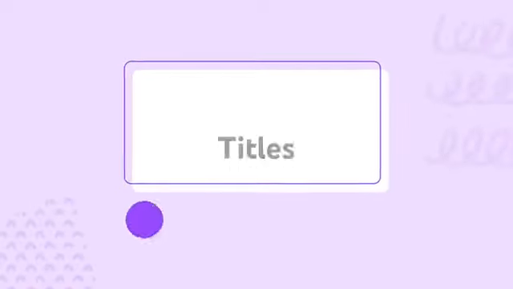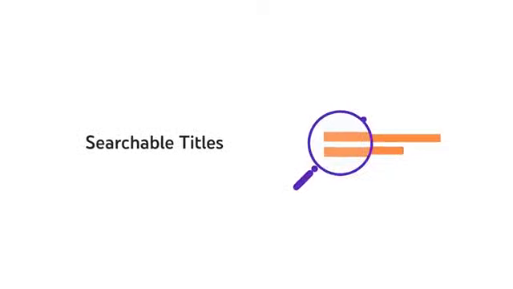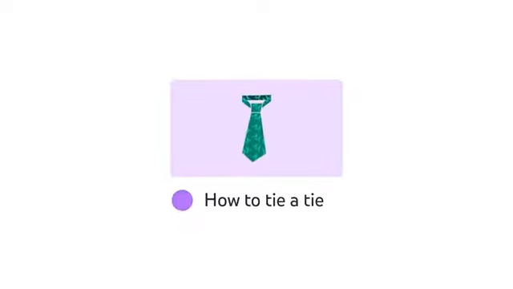Next up, let's talk about titles. Just like with your thumbnail, your title can help a viewer decide if they want to watch your video. You can think of titles in two categories, searchable and intriguing. Searchable titles are more straightforward, like "How to tie a tie." These cater towards viewers' pre-existing interests and appeal to those who are searching for specific topics.